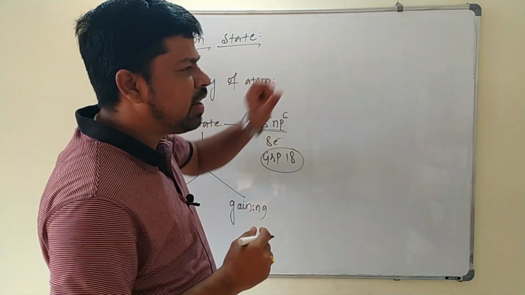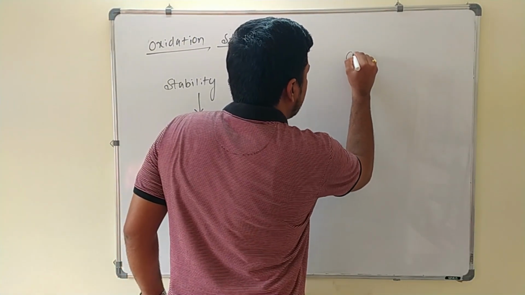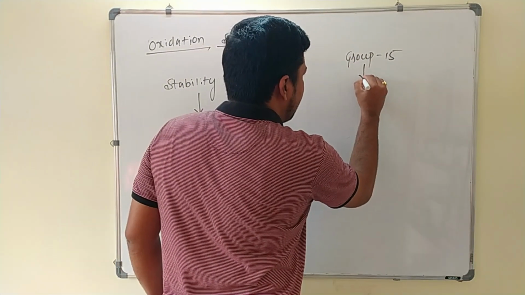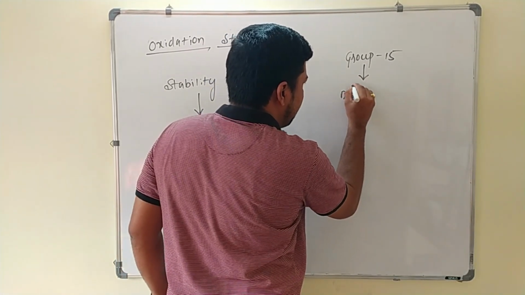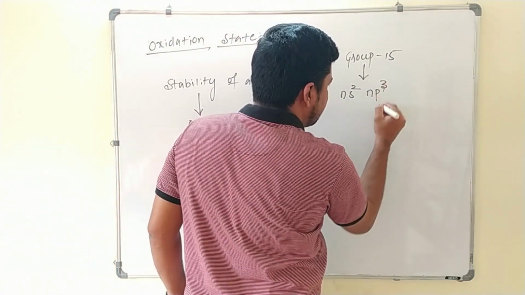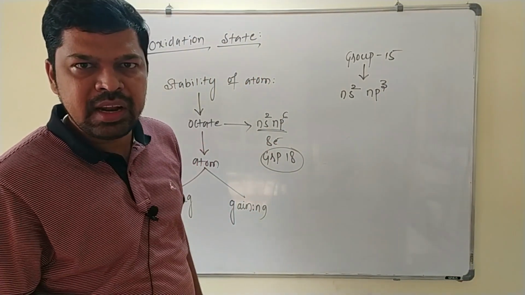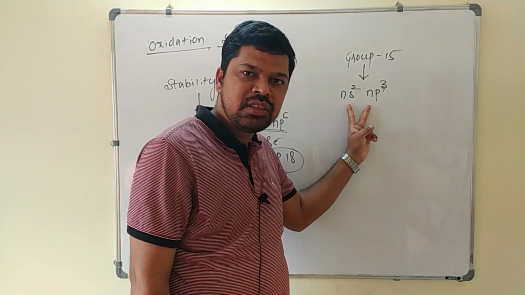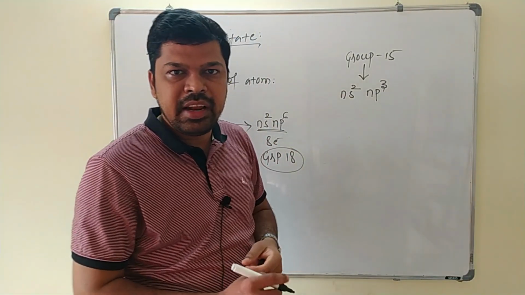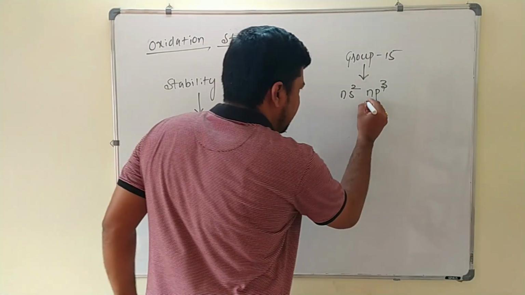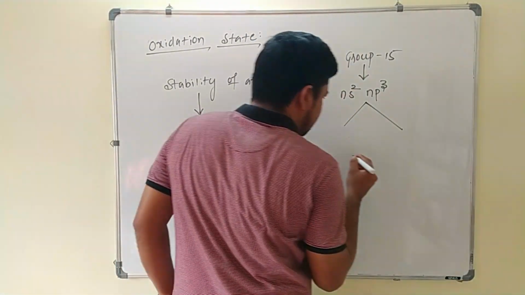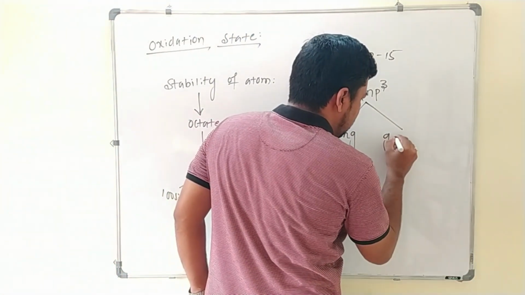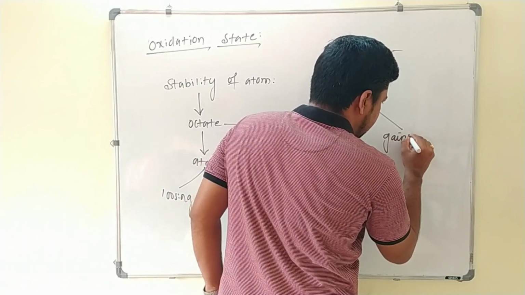Now we will go for group 15 elements. In case of group 15 elements, how many valence electrons are there in the valence shell? They have ns2 np3 configuration, which means 5 electrons are there in the valence shell. Now to achieve octet configuration, it has to lose all the 5 electrons or it has to gain 3 electrons. So it has two possibilities: losing all the 5 electrons or gaining 3 electrons.